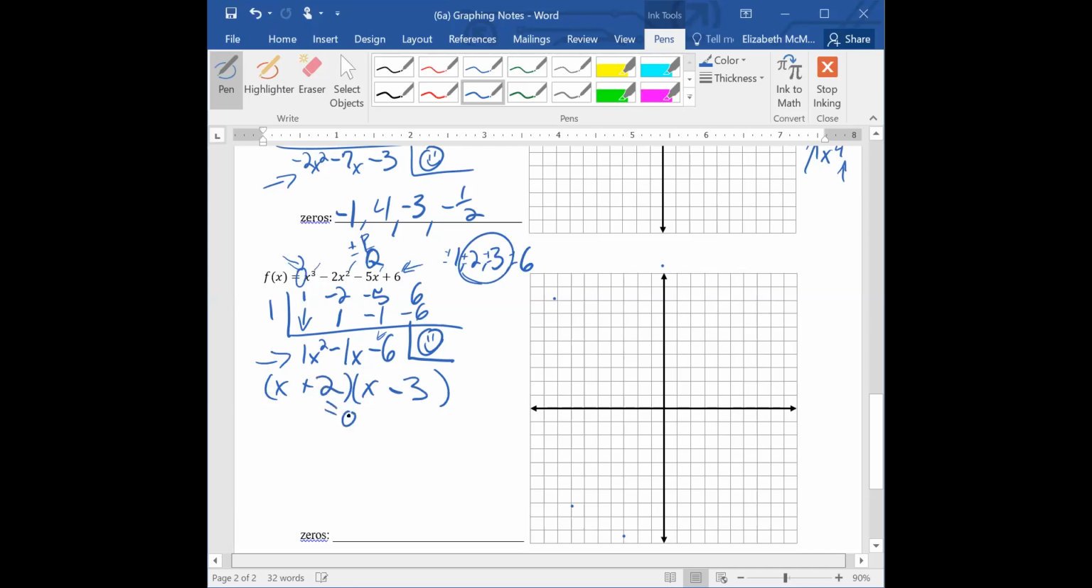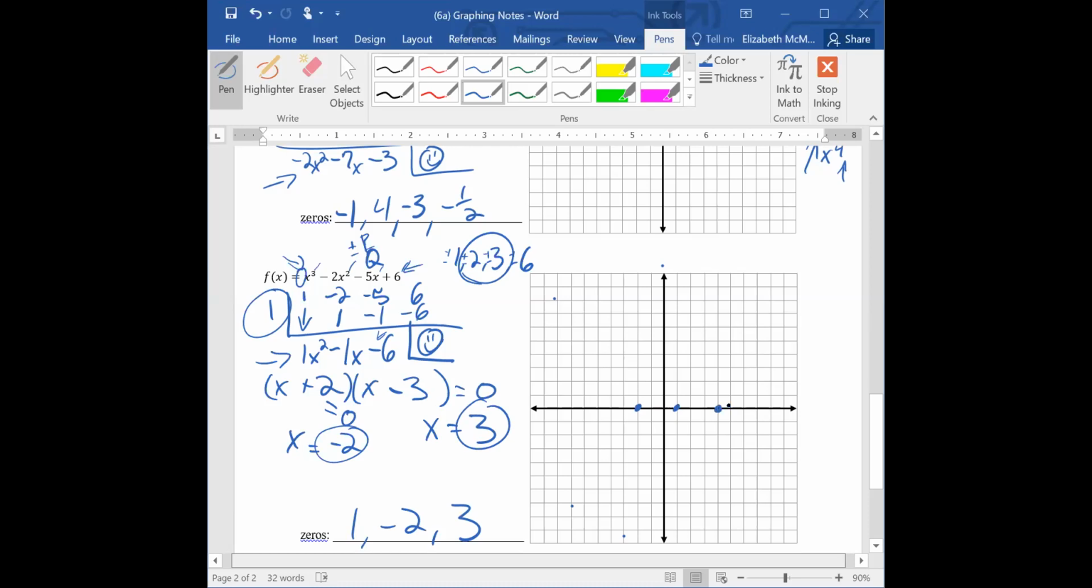Then I set each of these equal to 0. So x equals -2 and x equals 3. Now we list my zeros. So 1, -2, and 3. Then we graph it. So x equals 1, x equals -2, x equals 3.